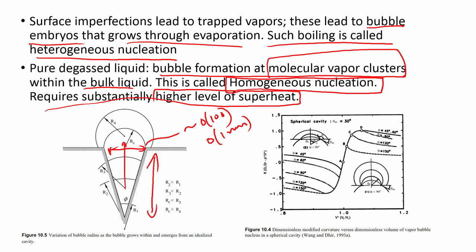In the case of heterogeneous nucleation, however, you have particles or some media on which these bubbles can actually grow. That is called heterogeneous nucleation, and the degree of superheat requirement is very low, as you saw in the boiling curve. Beyond 5 degrees Celsius you start to have bubbles, but you cannot have the same thing when you have pure degassed liquid, because in those cases you can only have homogeneous nucleation, that happens at the molecular vapor clusters, and that requires a substantially higher level of superheat.